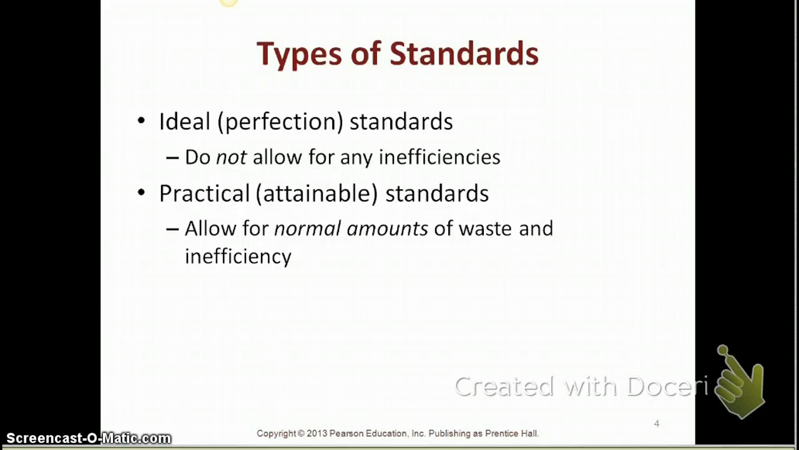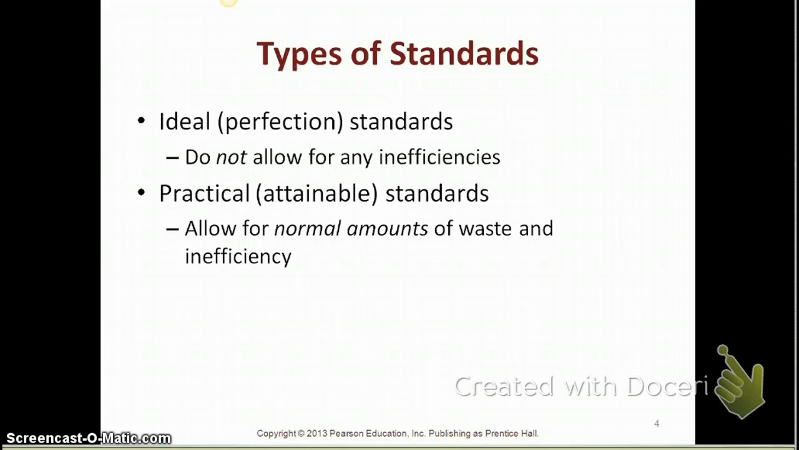There are two types of standards. You get ideal or perfection standards. Typically, these standards do not allow for any inefficiencies. So for example, if I give you an exam that has 40 questions and I expect you to complete that in 40 minutes, that would be an ideal standard. I would assume that you would know all your material, that you have instant recall, and that you do not read the question over again or think about it, that you would read the question, instantly know the answer, and move on. That would be an example of an ideal or perfection standard. They do not allow for any inefficiency.